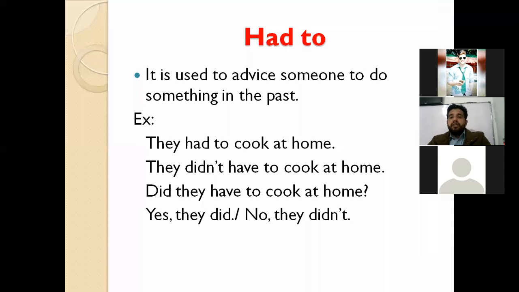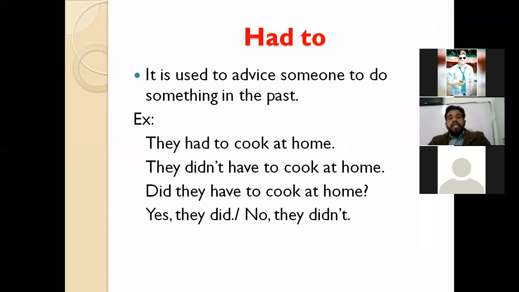I said that they had to cook at home. They had to cook at home means they need to cook at home and they should not go to the restaurant last night. Like they didn't have to cook at home. So negative again: had to. If you are going to change it to negative, we change it by the help of didn't, because had to is the past of have to and has to. So in the past you will add didn't after the subject, and then had to will also change to have to.